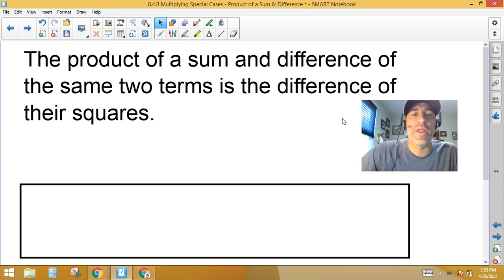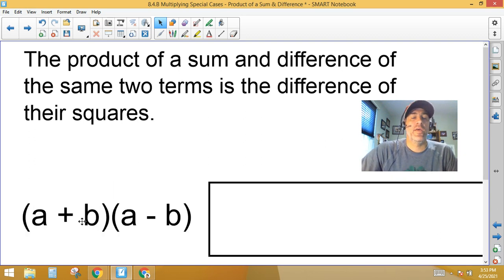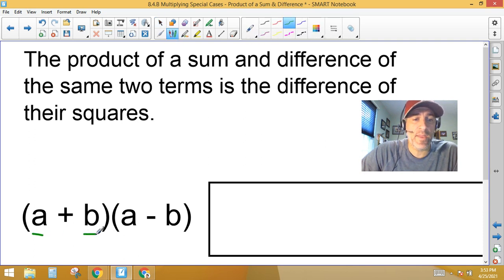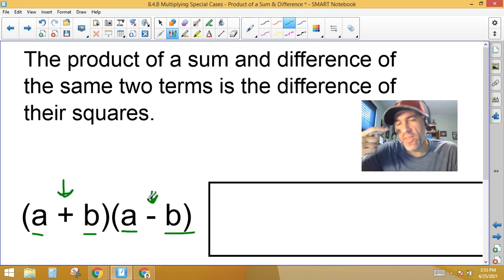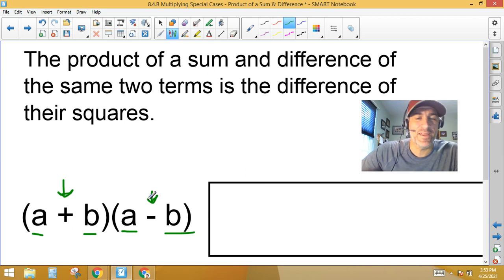So this is the wording of it. The product of a sum and difference of the same two terms is just going to be the difference of their squares. Now, what that means, it would look like this: a plus b and a minus b. The same two terms, a and b. One of them is adding, one of them is subtracting. Instead of thinking of adding and subtracting, think of two of the terms as positive, and of the other term, one is positive, one is negative. Okay. Now, what that will equal will be the difference of their squares.